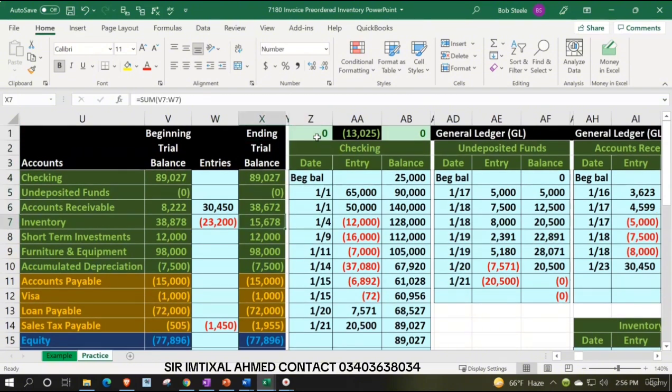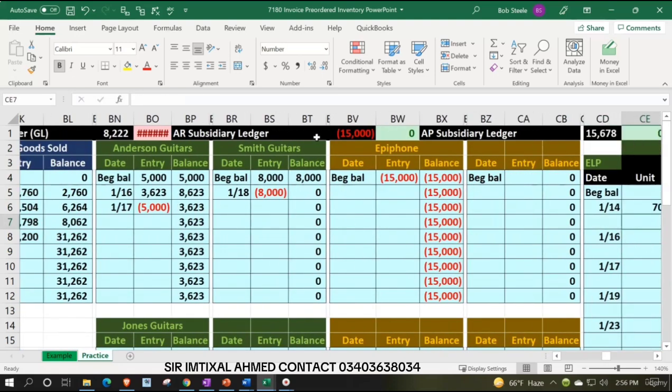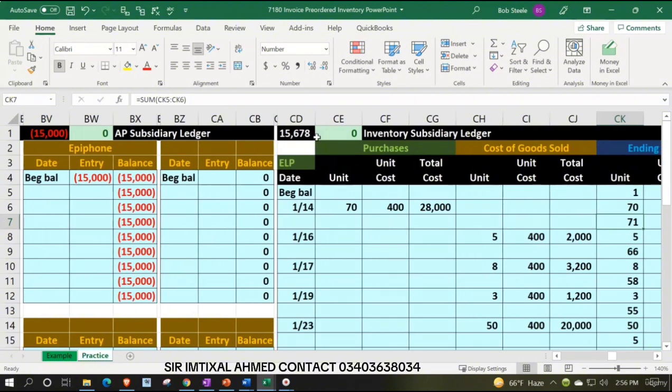This 15,678 should also be what's on the subledger for inventory all the way to the right. So all the way to the right, and it is here for inventory, so we're back in balance there. But we also need to be supporting the accounts receivable subledger.